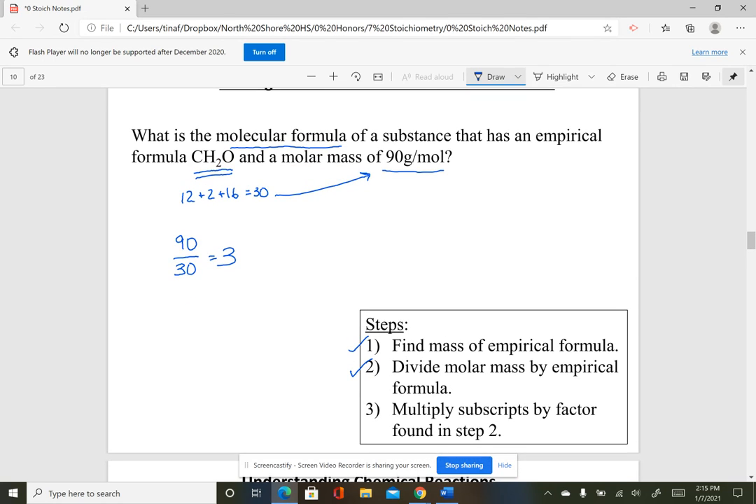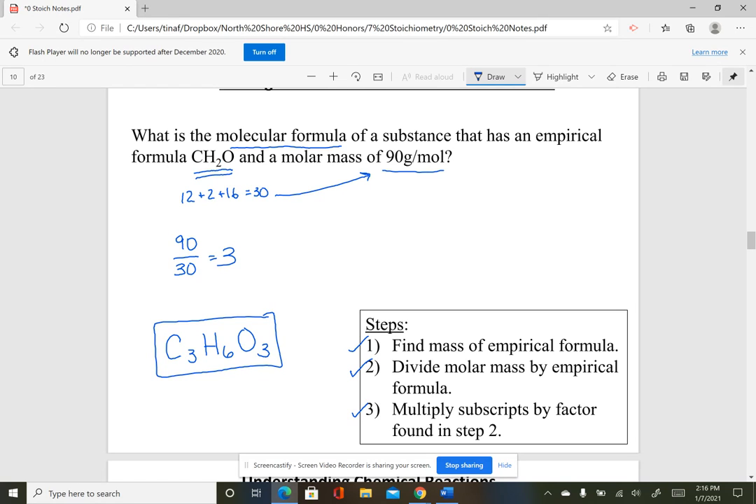So guys, what that's telling me is that the real molecule is actually 3 times bigger than its simplified version. So my last step is to multiply that 3 by all the subscripts in the empirical version. Instead of 1 C, I'm going to have 3. Instead of 2 H's, I'm going to have 6. And instead of 1 O, I'm going to have 3. And that's my molecular formula.